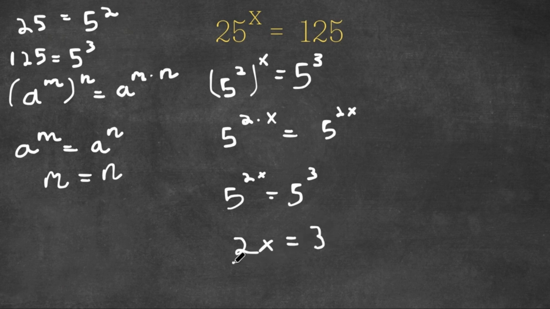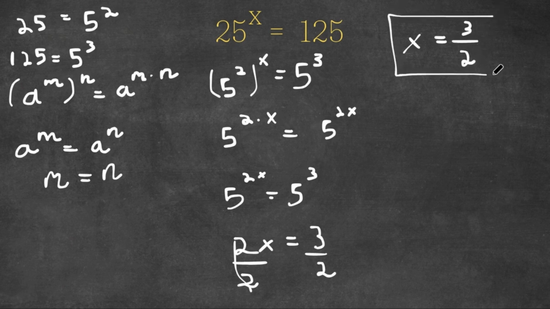Now, this is a simple equation. All I have to do is isolate x. So I'm going to divide both sides by 2. These two cancel out, and I get x is equal to 3 over 2. So this is our answer.